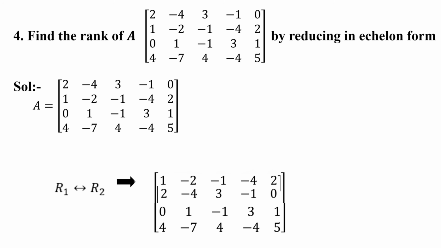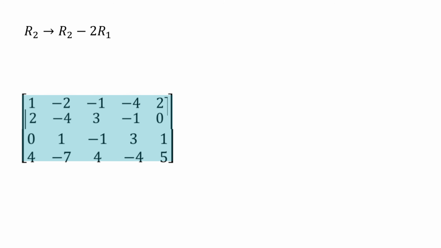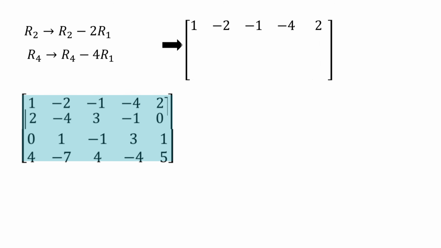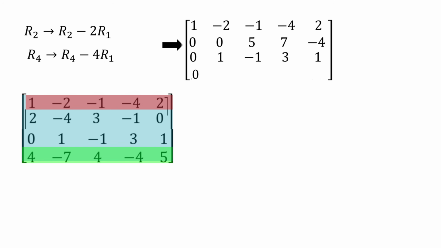For the next step, we'll try to make these elements as zeros using R1. So we get R2 as R2 minus 2R1, R4 as R4 minus 4R1. So the first row will be written as it is. For the second row, you get 0, 0, 5, 7, minus 4. Third row is written as it is. For the fourth row, you get 0, 1, 8, 12, 13.